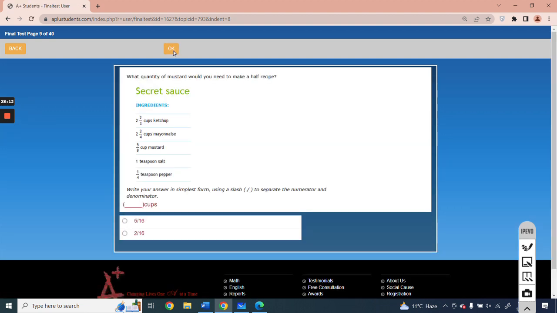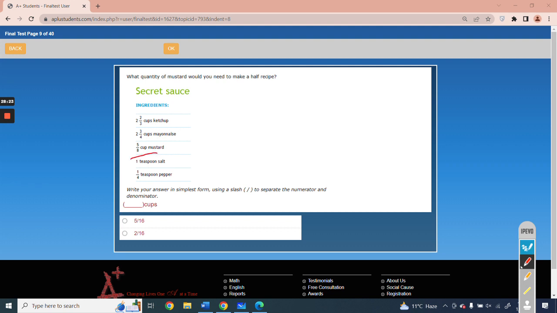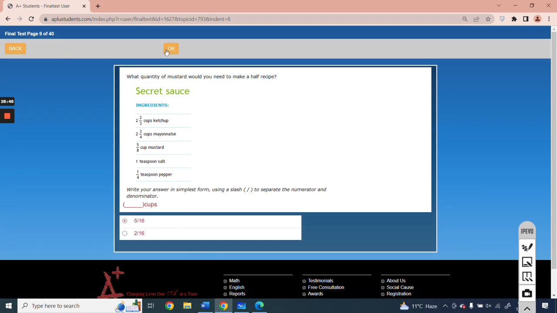Okay, the next one is what quantity of mustard would you need to make a half of the recipe. So you can use the mustard 3 by 4th cup of the 5 by 8 cup mustard. Got it? So just divide it by the 2. Replace the division sign with multiplication, it would be then 1 over 2. So you have to do 5 times 1 is 5 and 8 times 2 is 16. That means you can use 5 over 16th mustard in half of the recipe. Got it? The correct option is 5 over 16. Just select the correct option and click on the OK button.